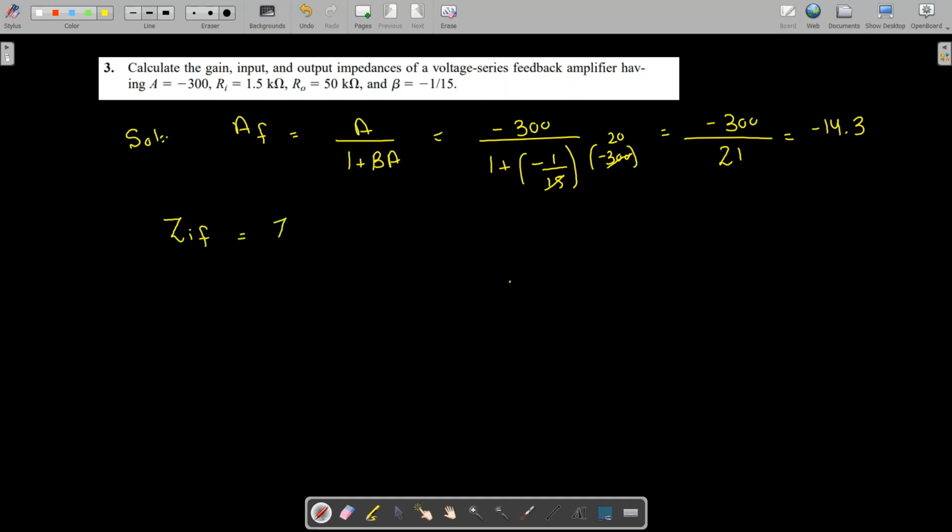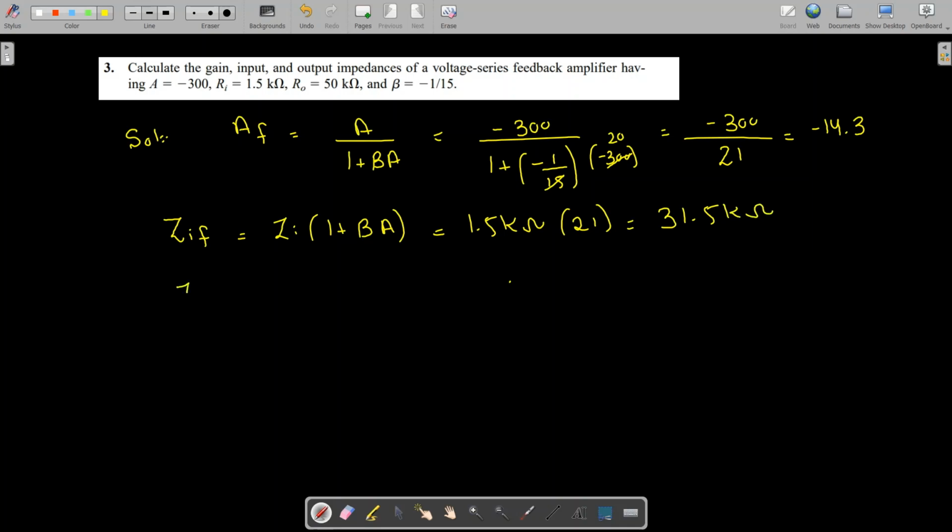So that's why on the input side we are going to have Zi times (1 + βA). Zi or Ri is given, which is 1.5 kilo ohm, multiplied by (1 + βA). We have already found the (1 + βA) value, which is 21. So we need to multiply by 21, and we are going to get 31.5 kilo ohm.